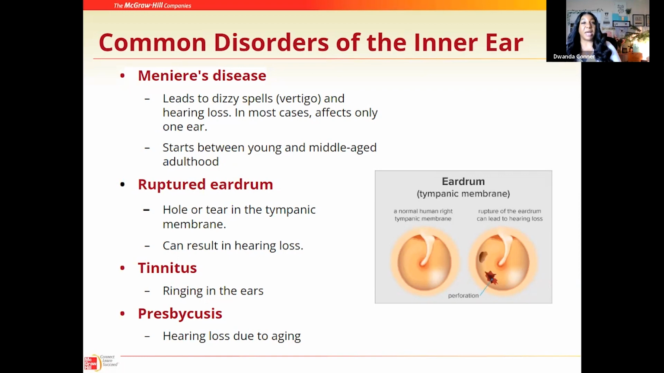And then presbycusis, there's that prefix again of presby. Remember, presby has to do with aging. Cusis is hearing loss. So this is going to be hearing loss due to aging.